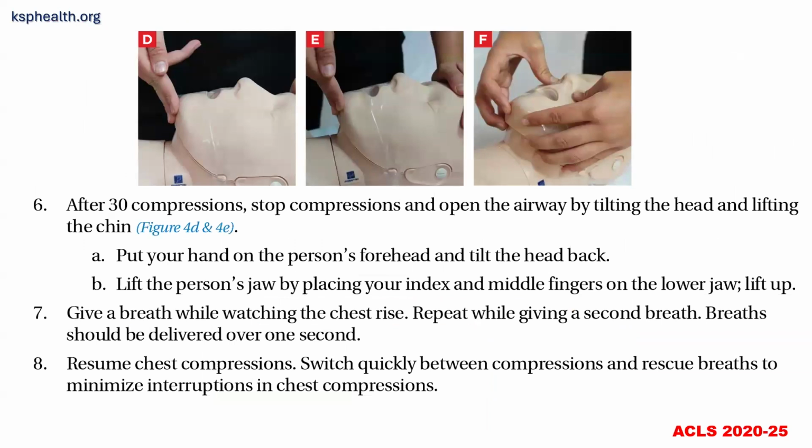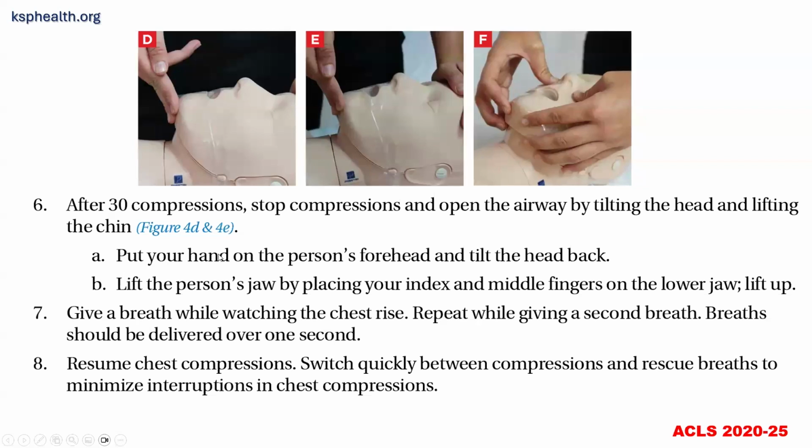After 30 compressions, stop compressions and open the airway by tilting the head and lifting the chin. Put your hand on the person's forehead and tilt the head back. Lift the person's jaw by placing your index and middle fingers on the lower jaw and lifting up, especially when the patient has a suspected spinal injury or any traumatic injuries.